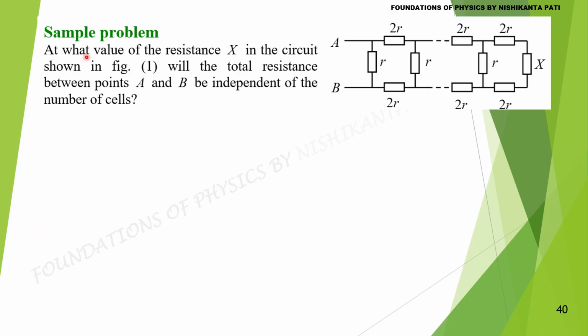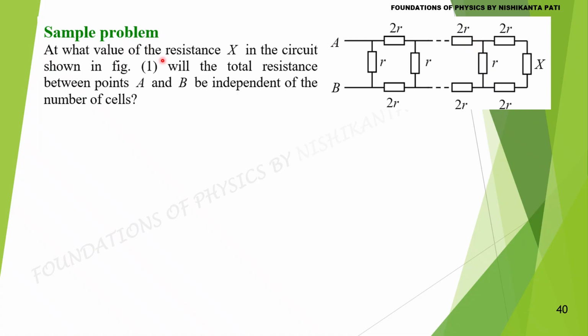At what value of the resistance X in the circuit shown will the total resistance between A and B be independent of the number of cells? Here cells means groups. Cells doesn't mean battery here.